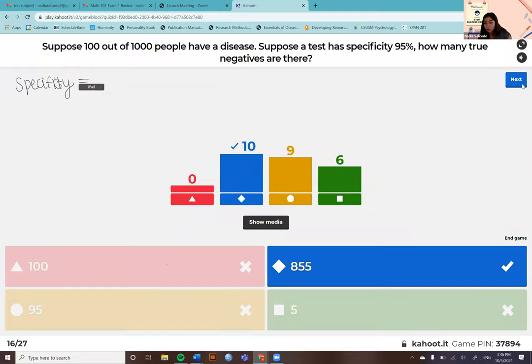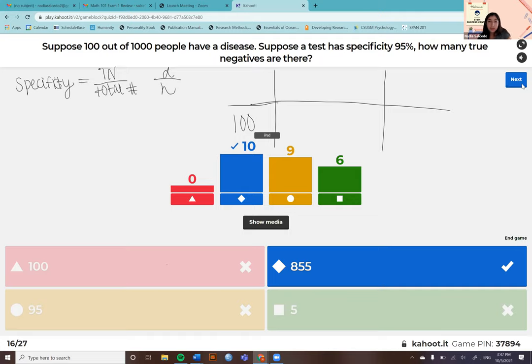Specificity is equal to the number of true negatives over the total number, which is D over H. That's if we're looking at the table with the little letters, it'd be D over H. And in this case, if we're just looking at the bottom row of the table of the totals, there was 100 people that have the disease from the last table that I wrote, and there's 1,000 people total.